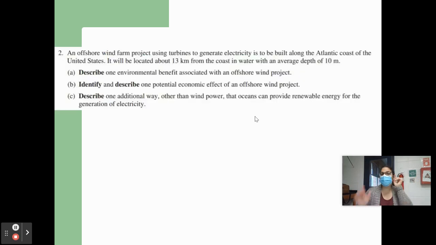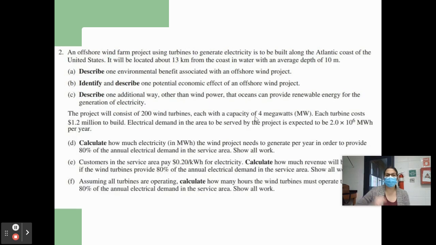So this is what you guys had for your do now about an offshore wind project, and it asked you an A, describe, a B, identify and describe, and a C, describe. Okay. This wasn't the whole FRQ. This was the whole FRQ. They typically have 5, 6, 7, 8 parts to them.